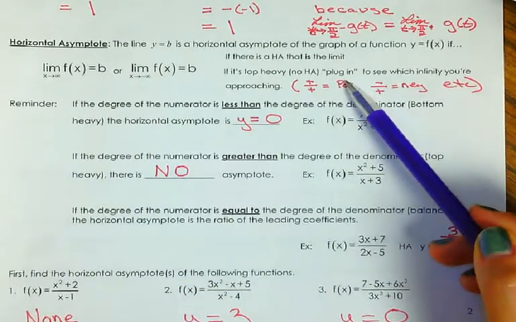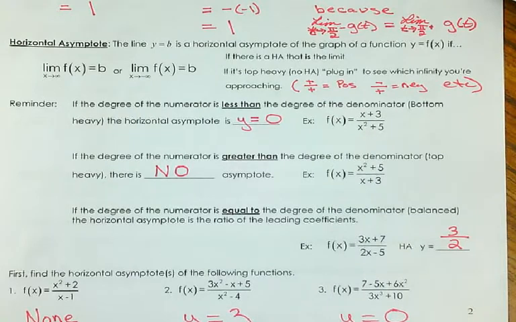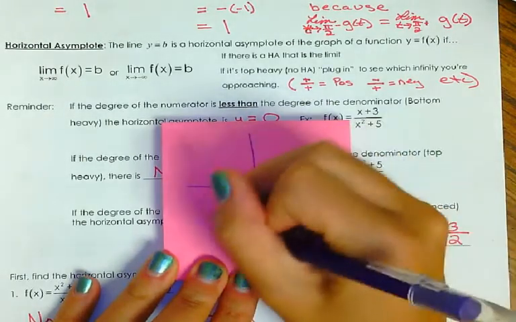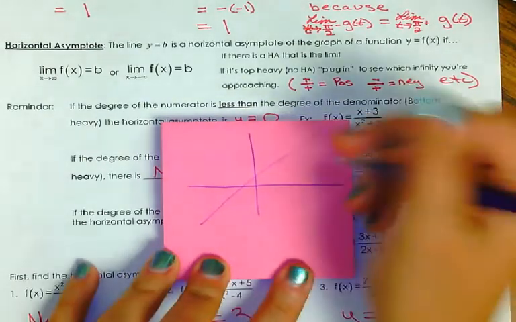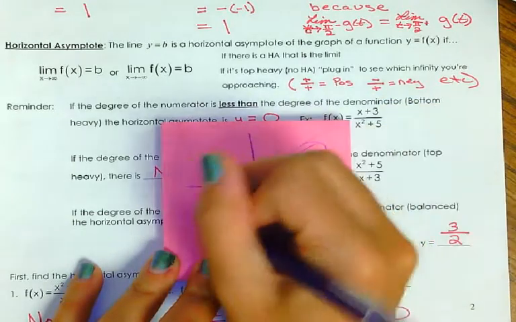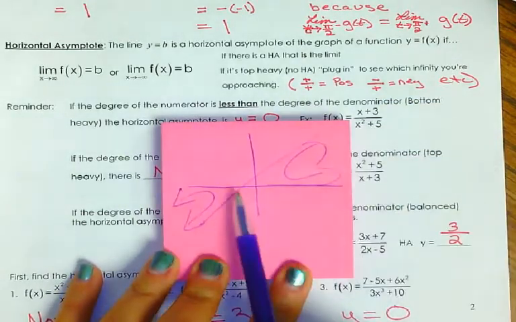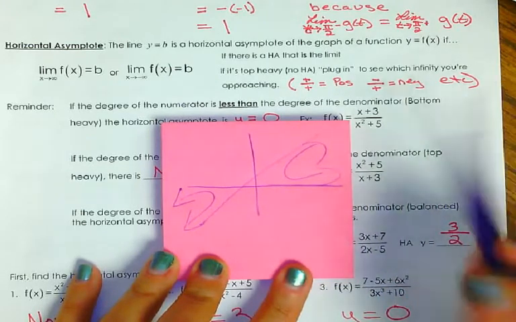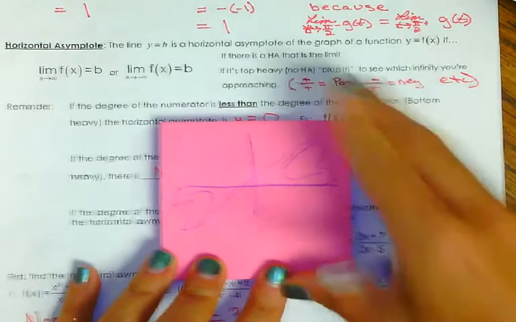And again, I put that in quotes because remember, infinity is a concept, it's not a number, so we're not really plugging it in. But what we're trying to do is see where this thing is headed. So if you recall from pre-cal or when you graphed rationals, if there's not a horizontal, that means that there's some sort of a slant asymptote. And remember, that kind of looks something like this. Might have something like that going on.